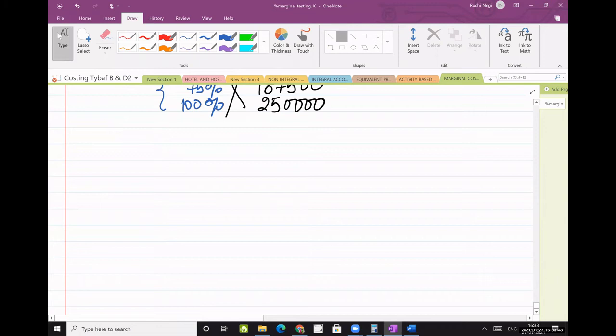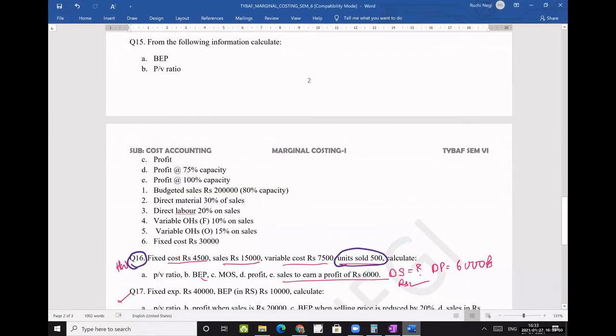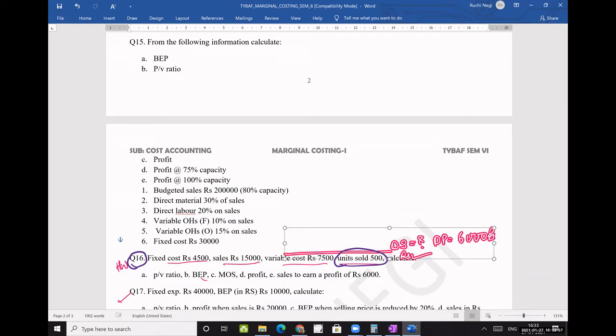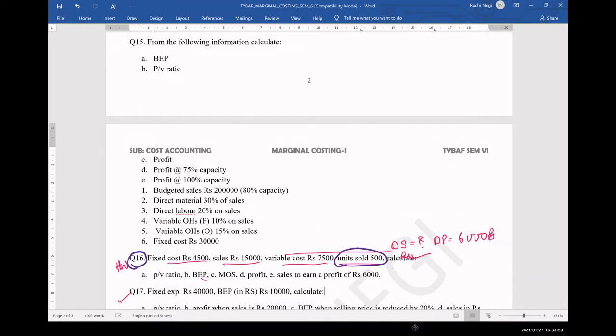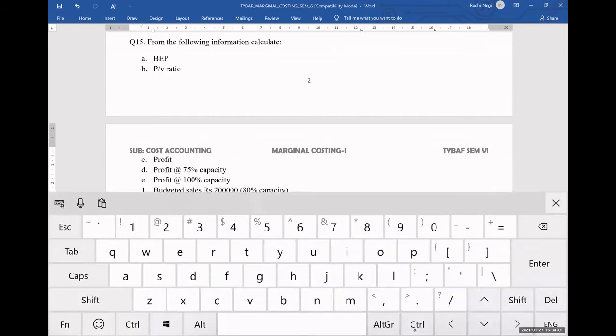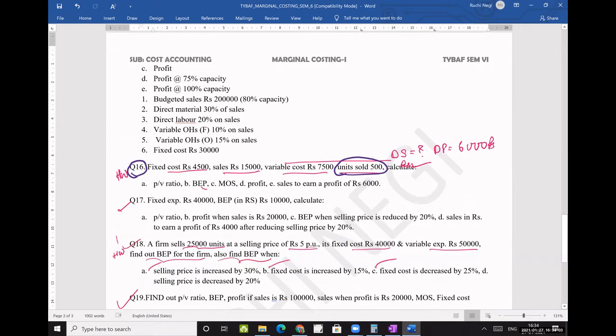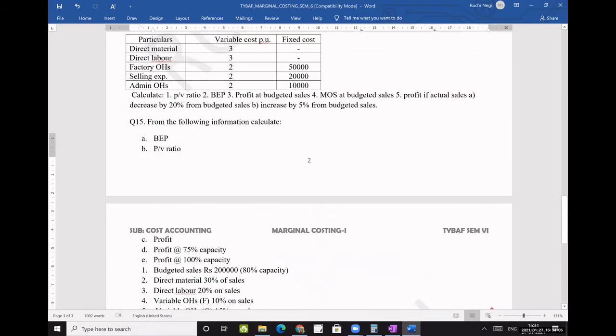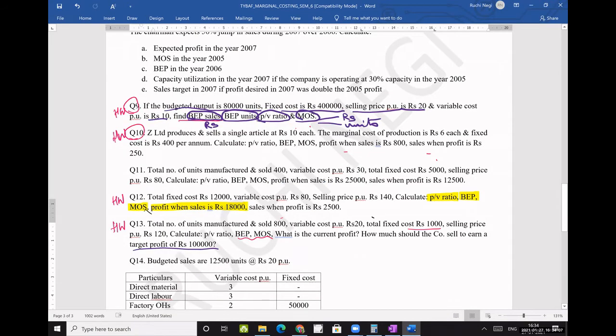So nothing as such is difficult in the sum. The sums are very easy. You just need to have logics behind doing it. That's it. Okay, now we can do the next question.